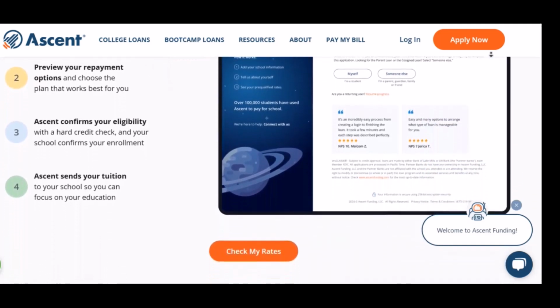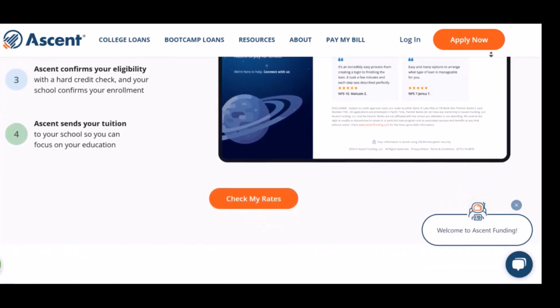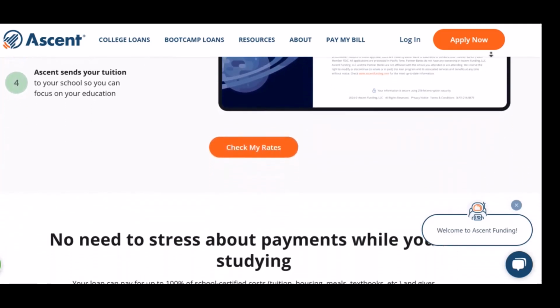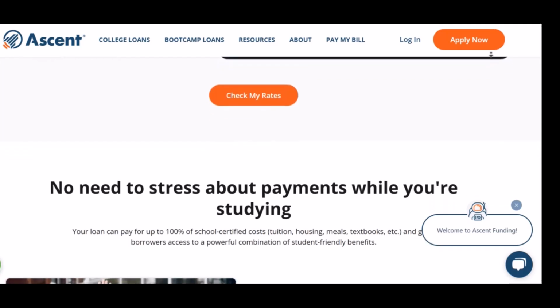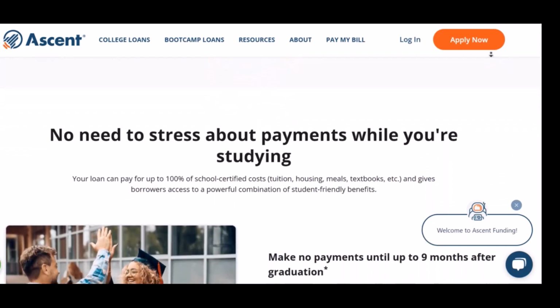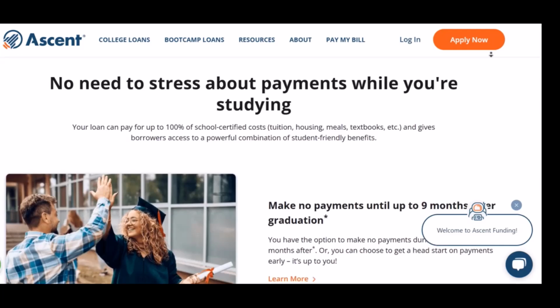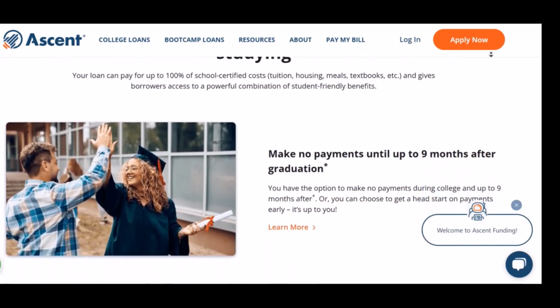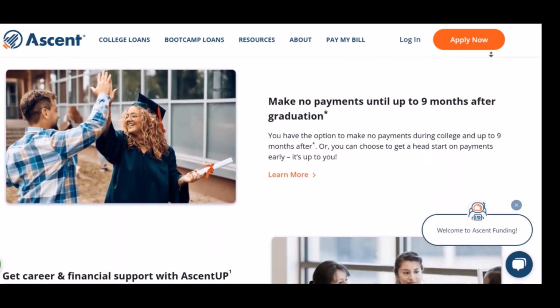Disbursement to school: tuition disbursement generally occurs the second Wednesday after your program starts. Disbursement to borrower: living expenses typically occur around the same time as tuition disbursement, potentially a few days later, depending on bank processing times.